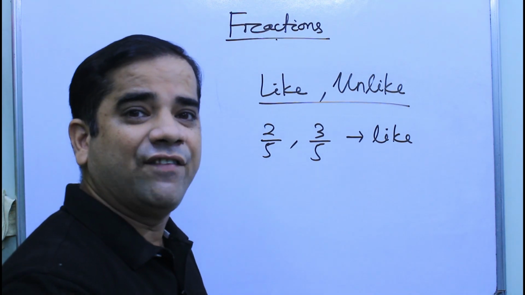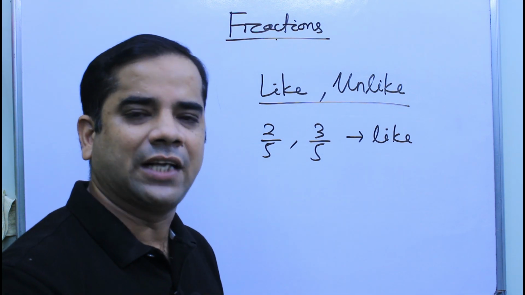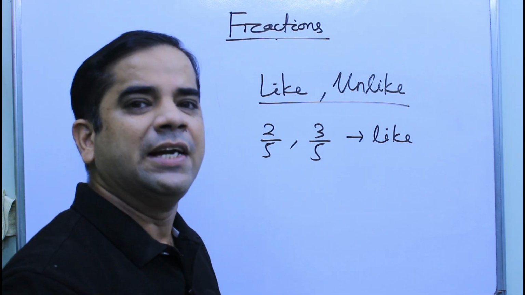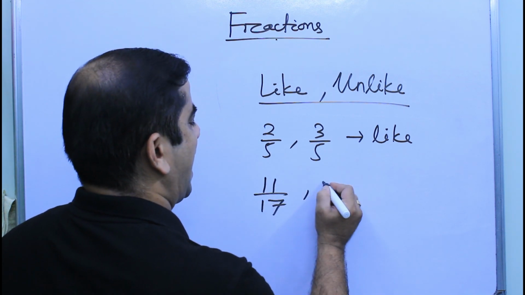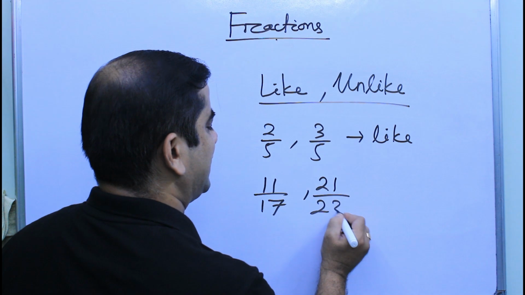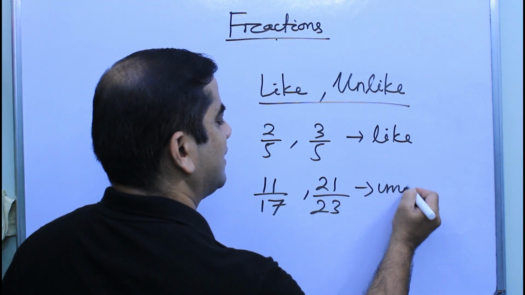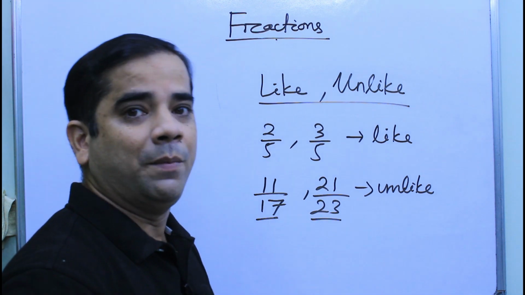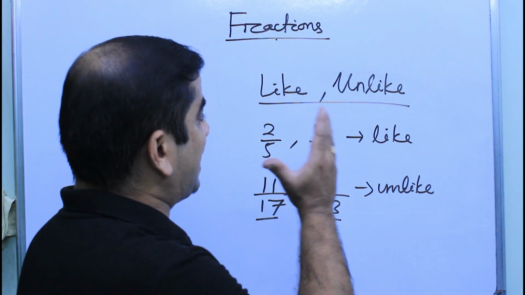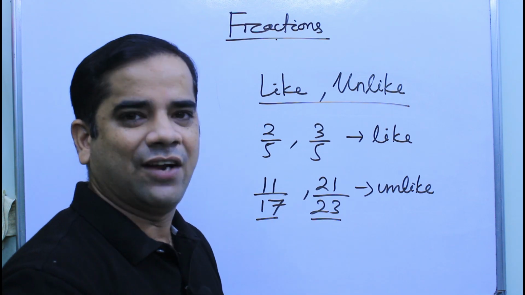So, how can we define unlike fractions? Unlike fractions are the fractions which don't have the same denominators. For example, 11 by 17 and 21 by 23. They are unlike. Why they are unlike? Because they have different denominators. So this is the difference between like fractions and unlike fractions.